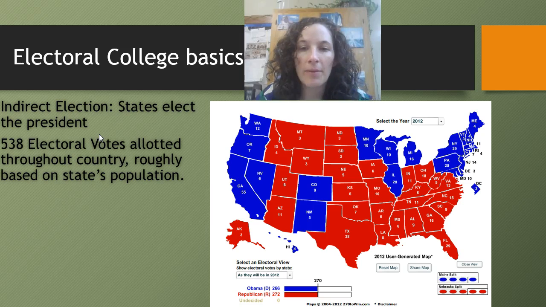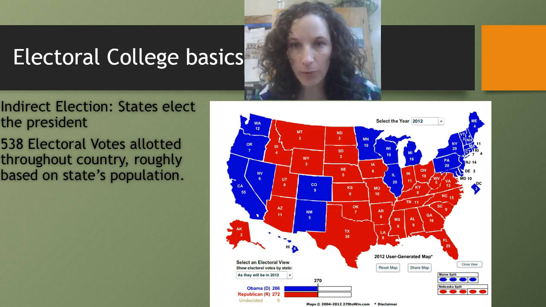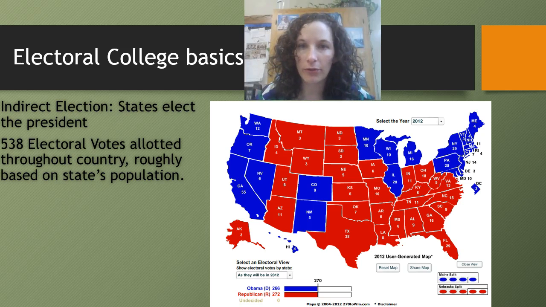Okay, so the map here, every state has a certain number of electoral votes. So the more populous states have more electoral votes. Grand total, there's 538 electoral votes. Every state will have at least 3. And then the more populous states will have more than that.